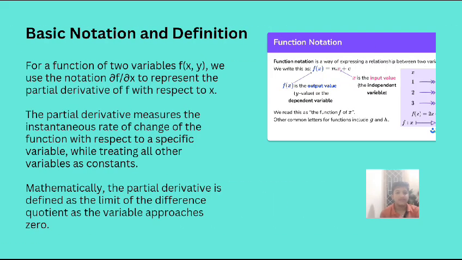So let's see the basic notation and definition. For a function of two variables, that is f of x, y, we use the notation del f by del x to represent the partial derivative of f with respect to x. The partial derivative measures the instantaneous rate of change of the function with respect to a specific variable while treating all other variables as constants. Mathematically, the partial derivative is defined as the limit of the difference quotient as the variable approaches 0.